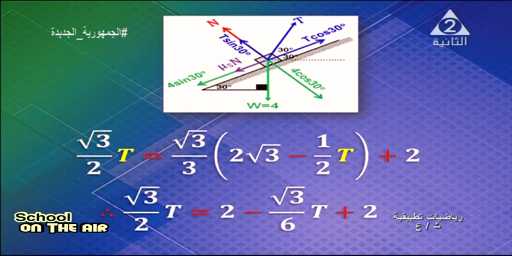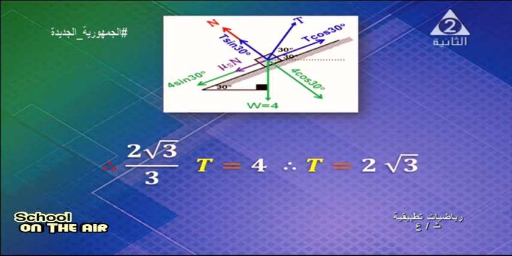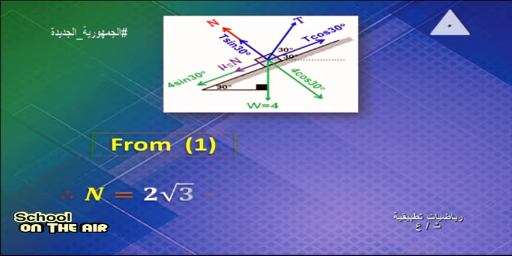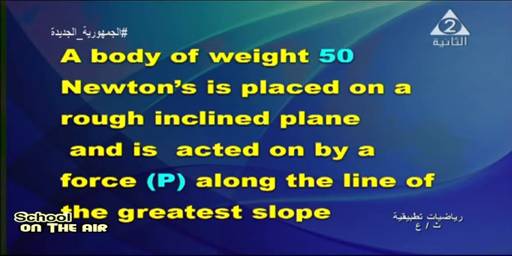Therefore, to find the value of T, we deduce that the tension force is 2 root 3. Also, from equation 1 to find N by substitution, N equals 2 root 3 minus 1 over 2 times 2 root 3, which equals root 3. This is the value of N. My dear student, now we move to another example.